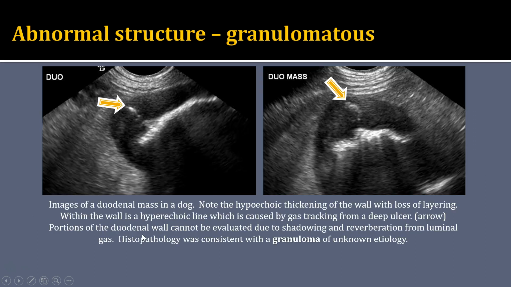So here's an example of a duodenal wall in a dog with a duodenal granulomatous disorder. So this wall is thickened here and hypoechoic. There is no layering. This is our lumen with gas.